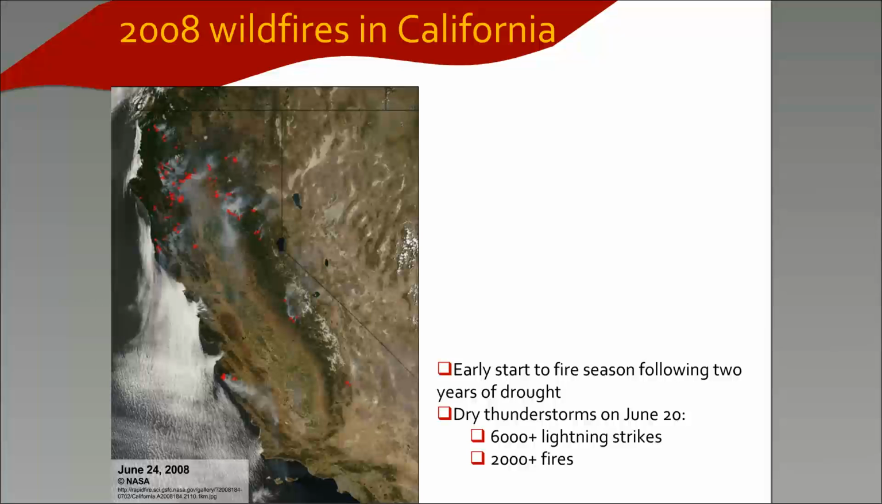And then in 2008, really just a year or two after the plots were set up, wildfires really took hold in California that summer. There was an early start to the fire season in 2008 following 2 years of really extreme drought in California. On June 20th of 2008, there were dry thunderstorms throughout the state, and the lightning strikes ignited a lot of different fires, over 2,000 fires. In this map, you can see all those red dots indicate where there were fires burning a few days following those storms.